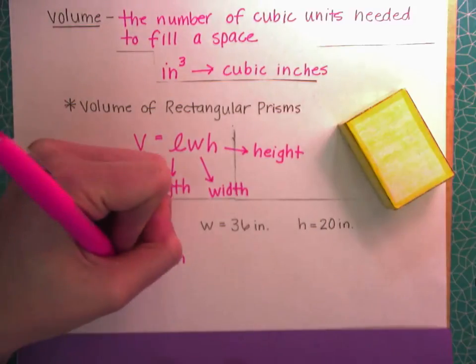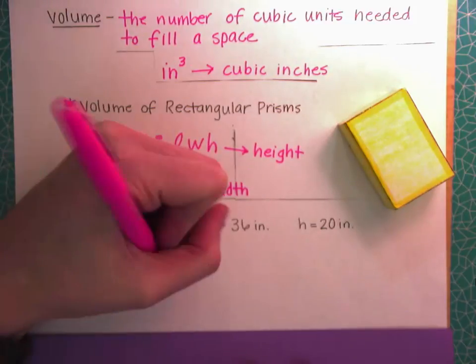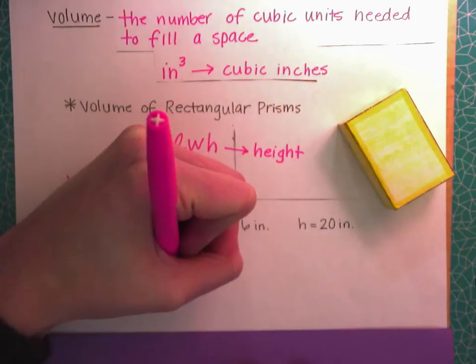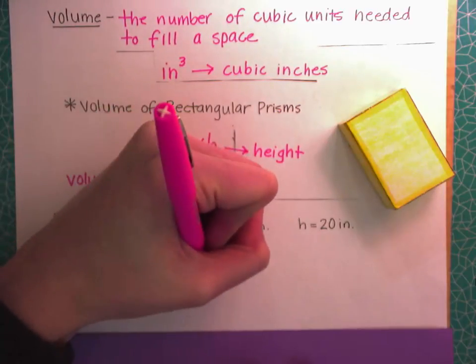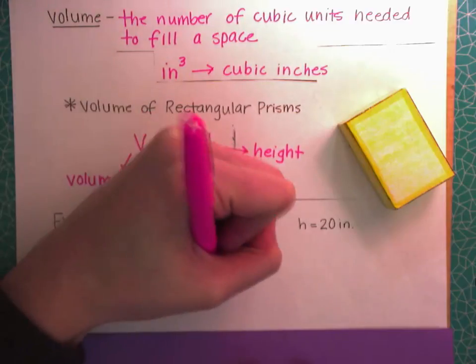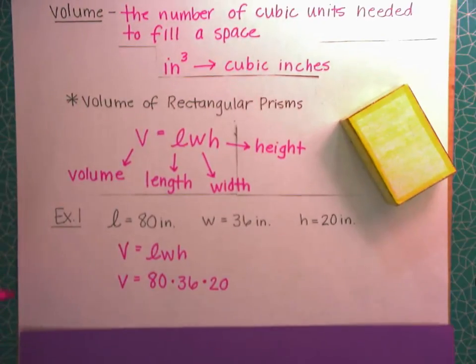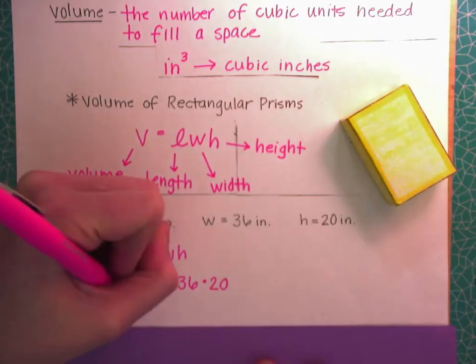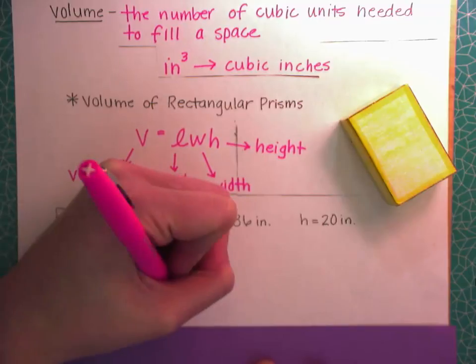So we're looking for the volume. What's my length? 80. What's my width? 36. And what's my height? 20. So now all we've got to do is multiply those three together. 57,600. Yeah, you should get 57,600.